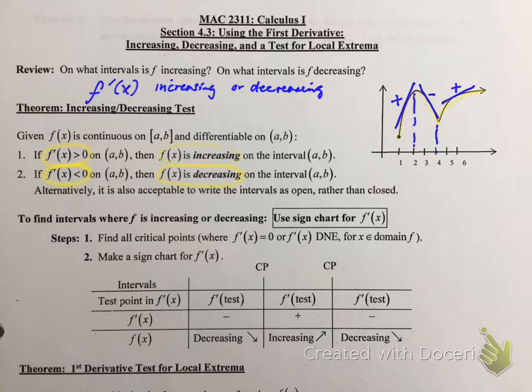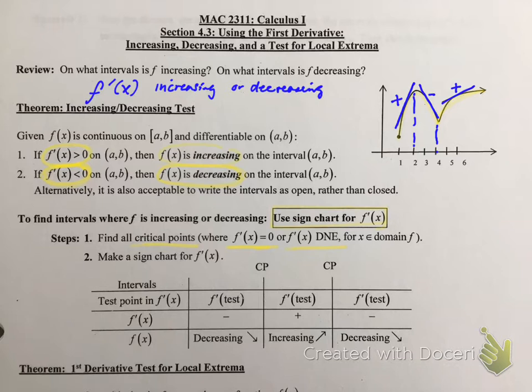Okay. To find an interval where the function is increasing or decreasing, we're going to use what's called a sign chart for the derivative. So the steps: we're going to find all critical points. A critical point is where the derivative equals 0 or the derivative does not exist. Then we're going to make a sign chart for that derivative.